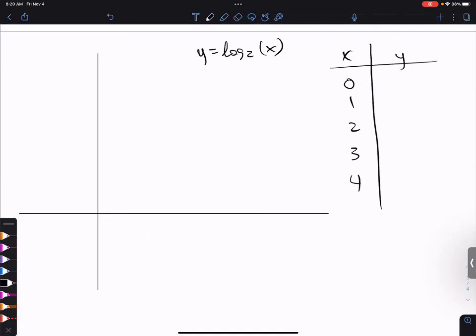Take some x values and see if we can just find a few points here. If I let x be 0, this would be the log base 2 of 0 for the y value, right? What does the log base 2 of 0 mean now? What is that asking us to find?